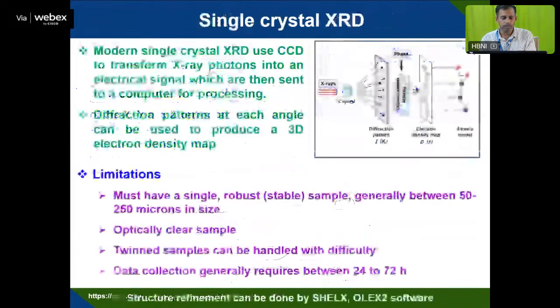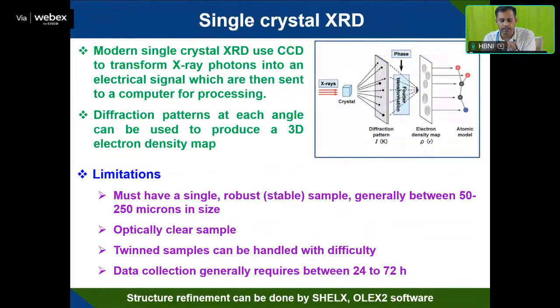Okay, so in single crystal XRD, the detector we use is mostly a charge coupled detector, a plate detector or a 2D detector. Modern single crystal XRD uses a charge coupled detector that transforms X-ray photons into an electrical signal, so whatever X-ray comes here after diffracting goes to the diffraction pattern, and that is converted to an electrical signal, which is then processed by a computer processing system.